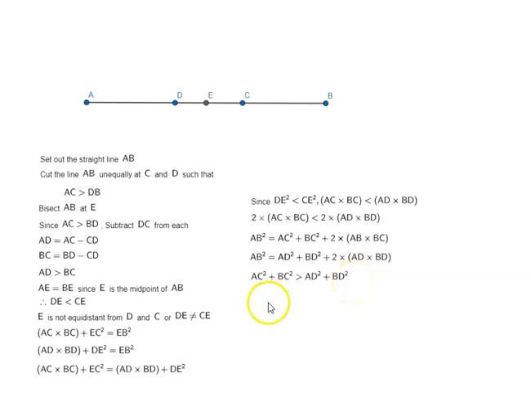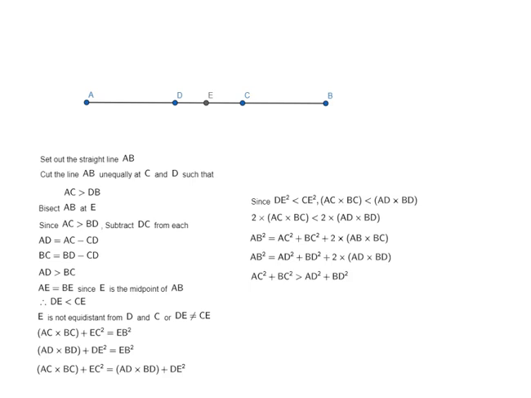So what the lemma is saying is that given a straight line AB, if we cut the line AB unequally at C and D such that AC is greater than DB, then AC square plus BC square is greater than AD square plus BD square.